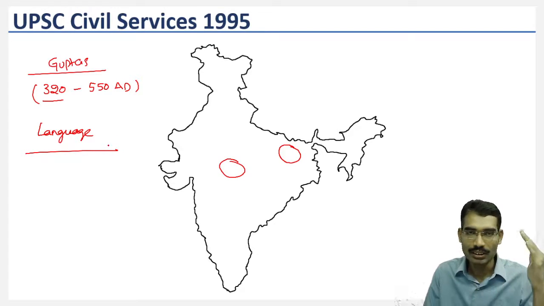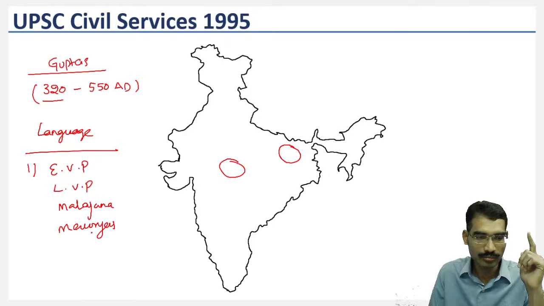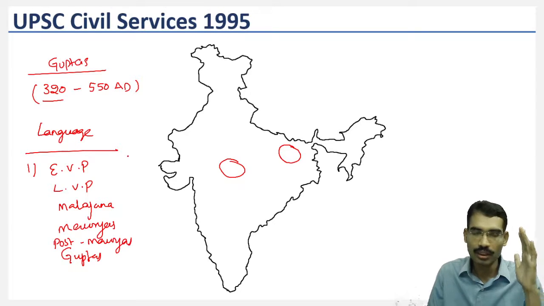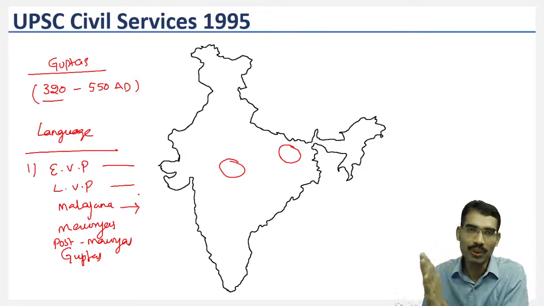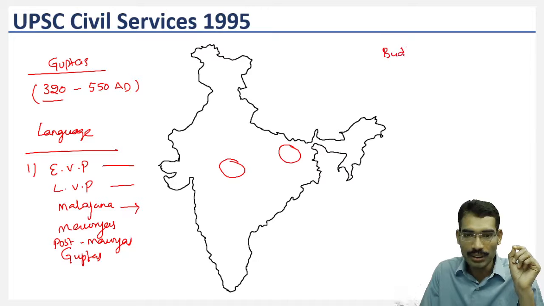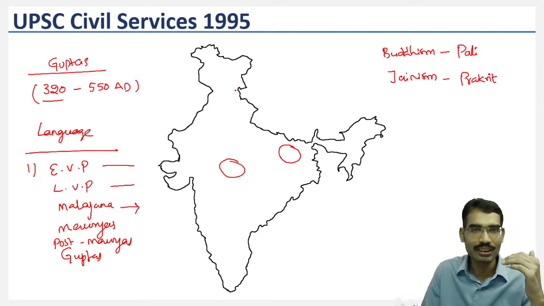The moment you see language, start from the early history itself. It is about the early Vedic period, then later Vedic period, then Mahajanapada period, Mauryas, post-Mauryas, then Guptas. In the early and later Vedic periods, Sanskrit played a very important role. However, during the Mahajanapada period, remember the age of Buddhism and Jainism. In these, local languages played an important role. In Buddhism, Pali was used. In Jainism, Prakrit was used to disseminate knowledge to common people.